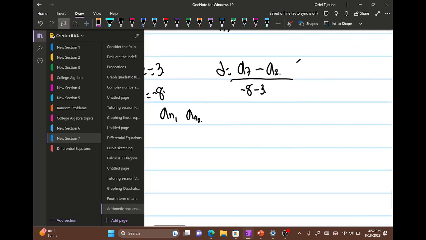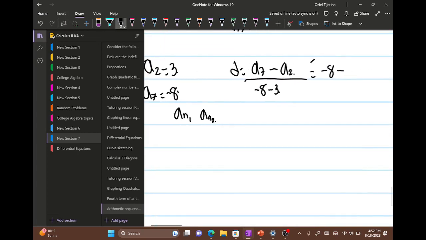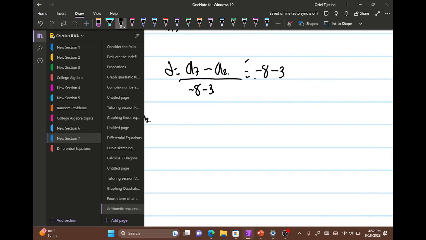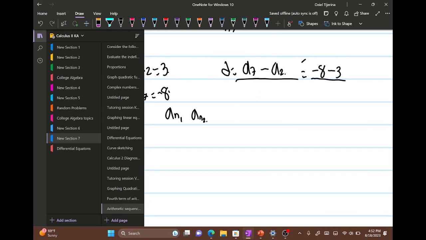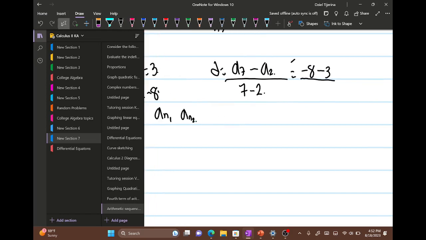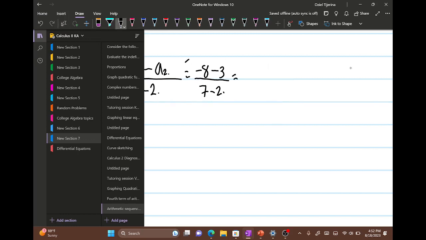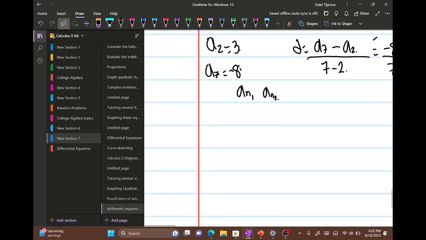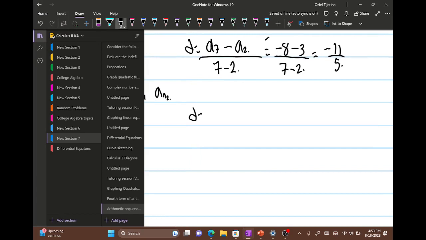So here we go. We have -8 minus 3 over, and actually we're supposed to do 7 minus 2, sorry, not the other stuff that I put down there. Over 7 minus 2. So this would end up giving me -11 over 5. And so from here, we have found the common difference, which is -11 over 5.